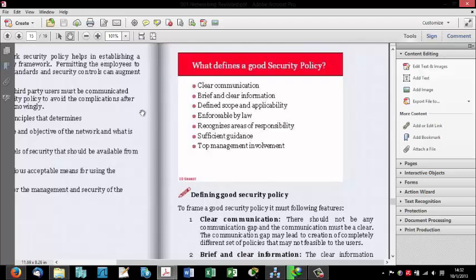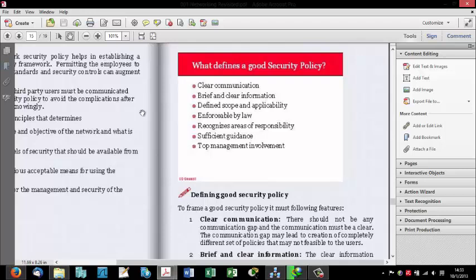Depending on the policy, the information should be brief and clear. You write a policy, it is like 3-4 pages only for one email policy. So it should be brief and clear.